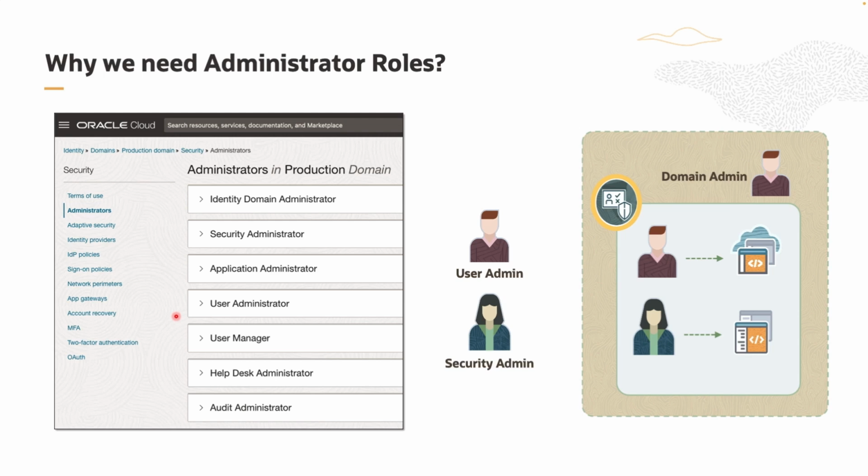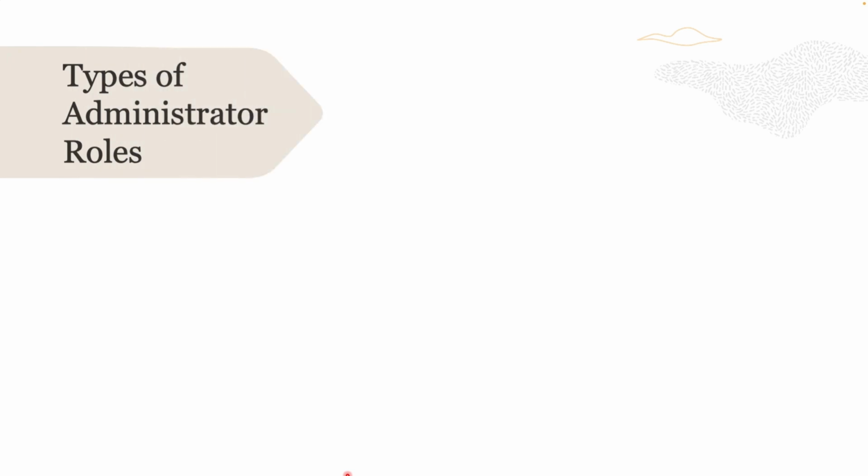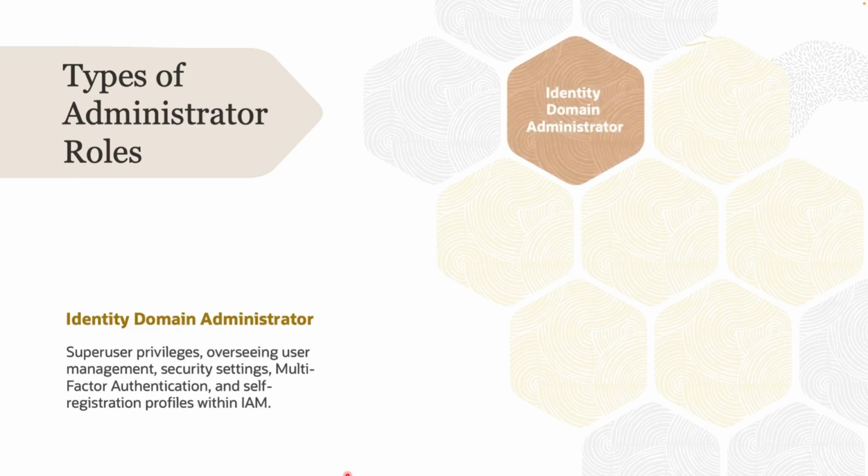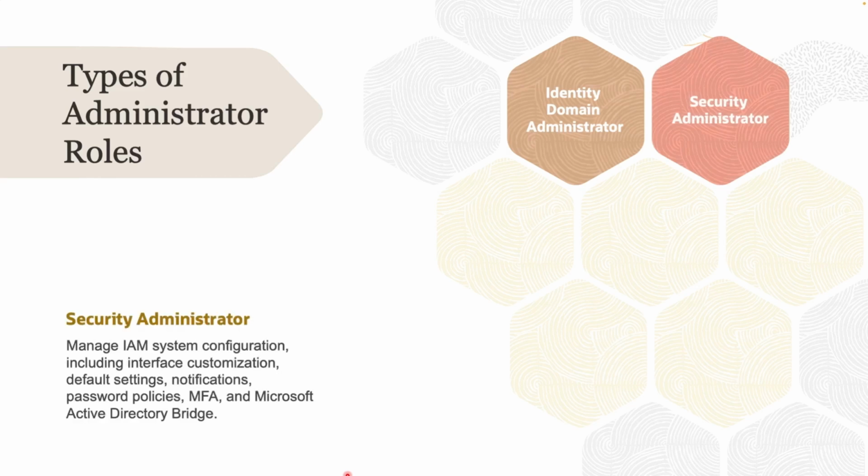Now let us quickly look at the available administrator roles and their associated permissions. Starting with Identity Domain Administrator. This role is for a super user with access to all capabilities of that particular domain and responsible for delegation of roles to other users. Second, we have the Security Administrator role.